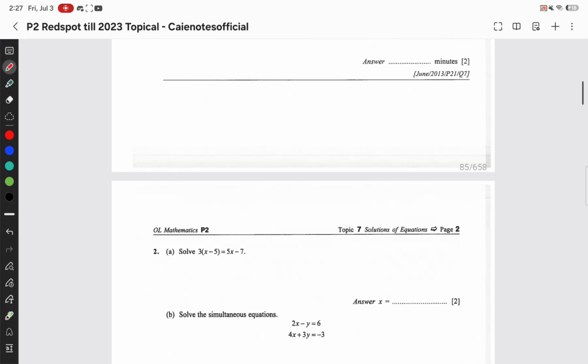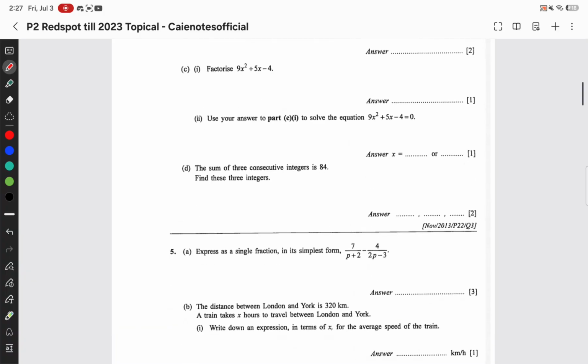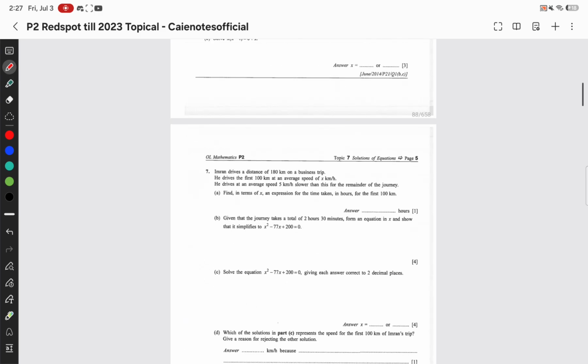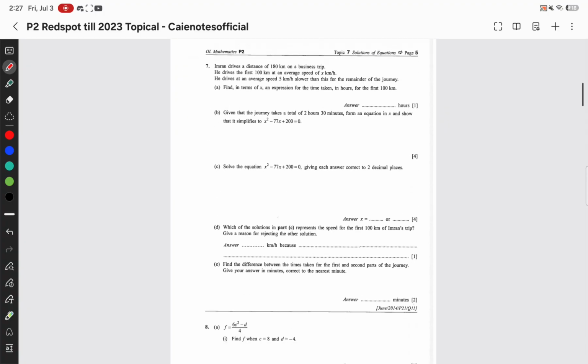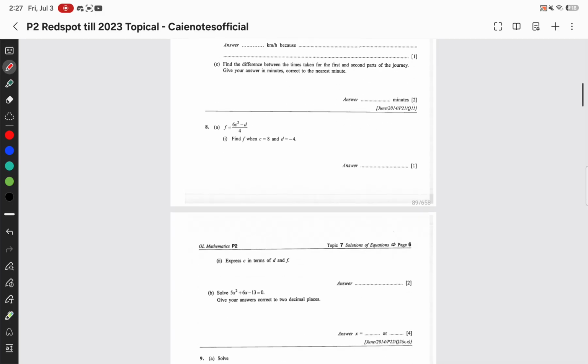Next, solutions of equations. These questions are long in themselves. You should attempt these 100%. They are full marks, you should go for them. They have so many marks, like 1, 2, 3, 4, 5, 6, 7, 8, 9, 10, 11, 12 marks, one question.